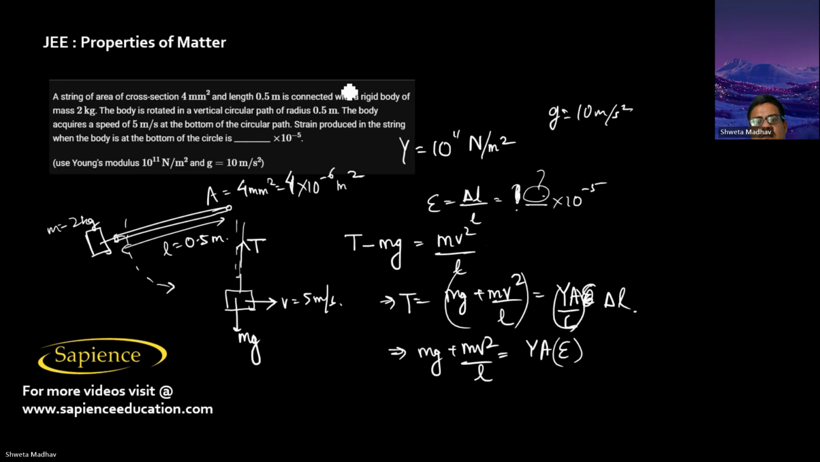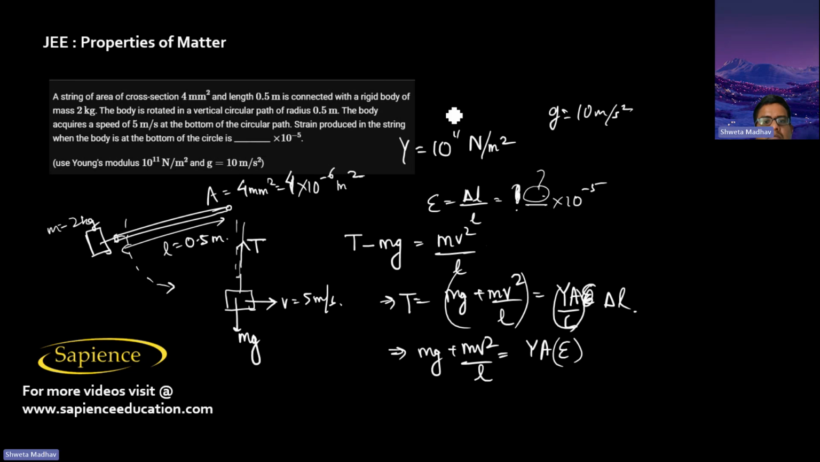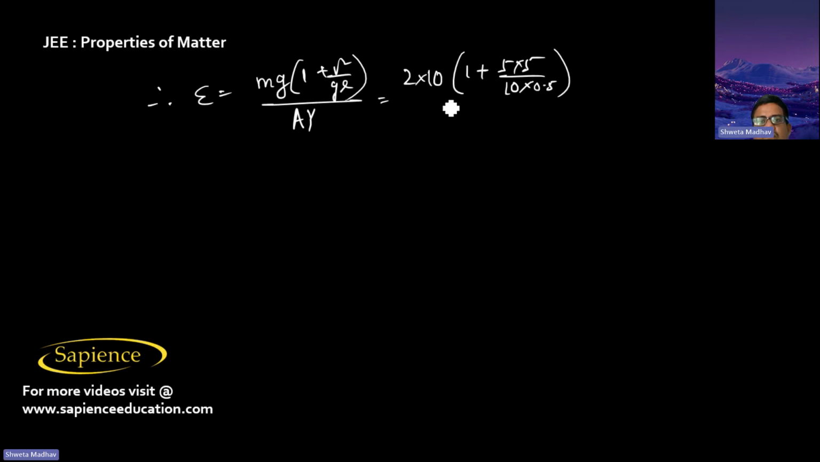So now, therefore, epsilon will be equal to mg into 1 plus v square by gL, divided by AY, which is equal to m is 2 kg, 2 kg into g is 10, into 1 plus v square, v is 5, 5 into 5 by 10 into L is 0.5, divided by AY, A is 4 into 10 power minus 6 into Y, that is 10 power 11.